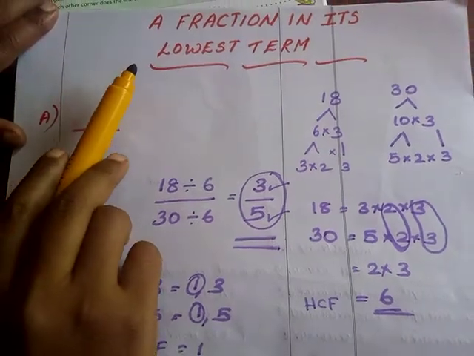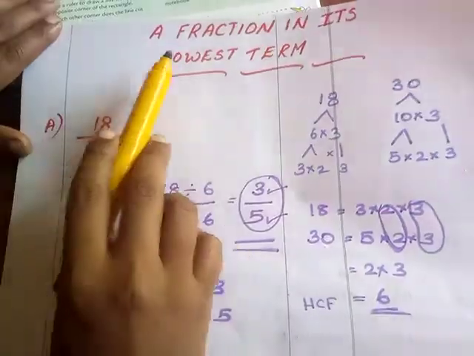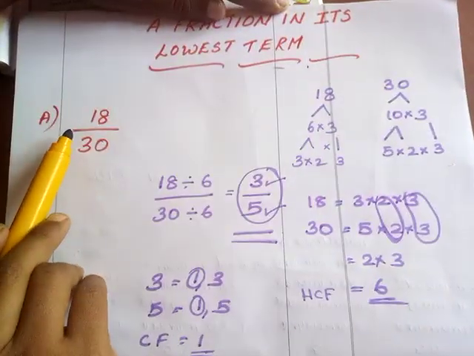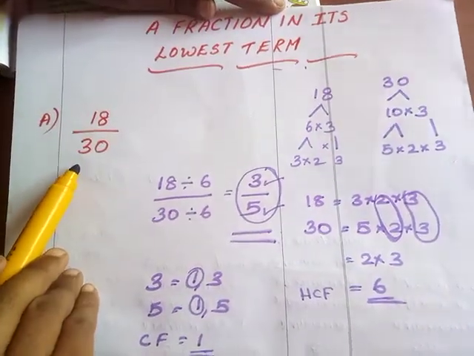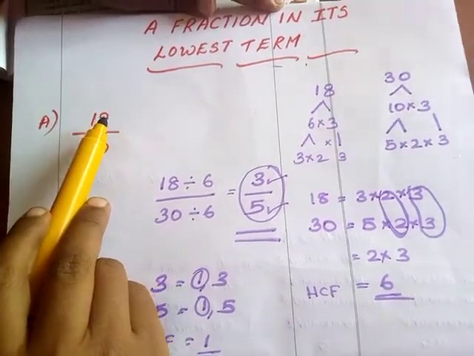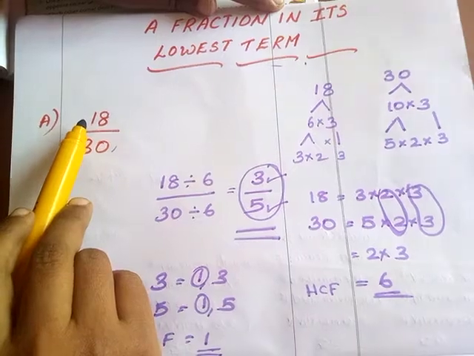Hi children, in this section I will tell you about how to make a fraction into its lowest term. So here I have a fraction 18 by 30. You all know 30 is the denominator and 18 is the numerator. I need to make this fraction into its lowest term.